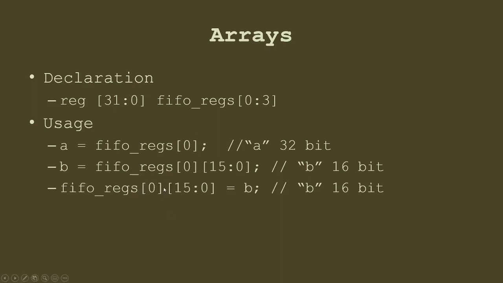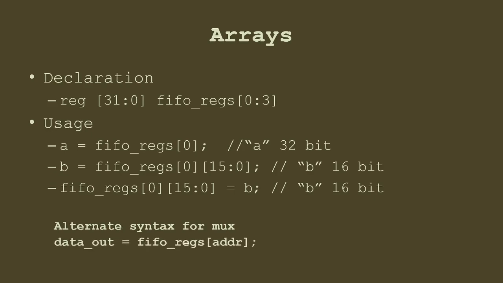Similarly, if we want to write to the 16 LSBs of register 0, I can write this. The first number tells which register number I'm talking about, and the next tells the bits that I'm interested in. I'll also want to cover alternate syntax for a mux. If I have used an array, then for example, if I write data out is equal to FIFO edges and then in square brackets I write address, this effectively means that I'm making a mux with address as a select line that is selecting between all the edges and connecting it to the outputs.